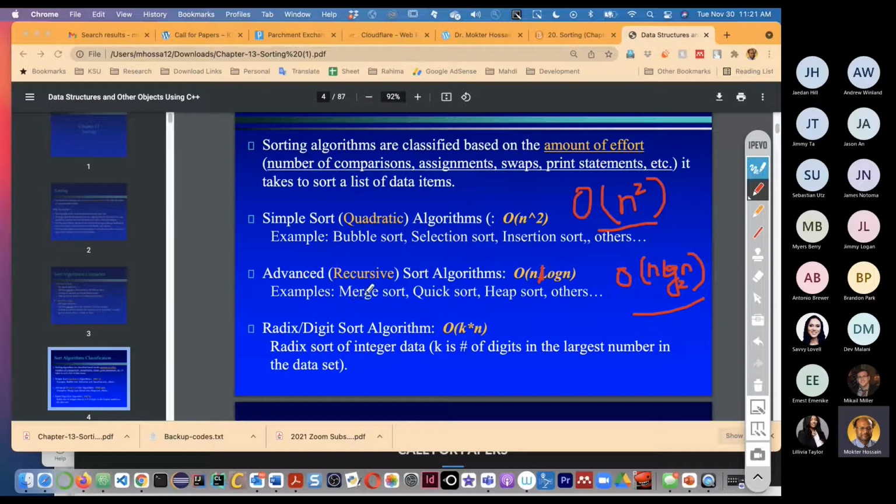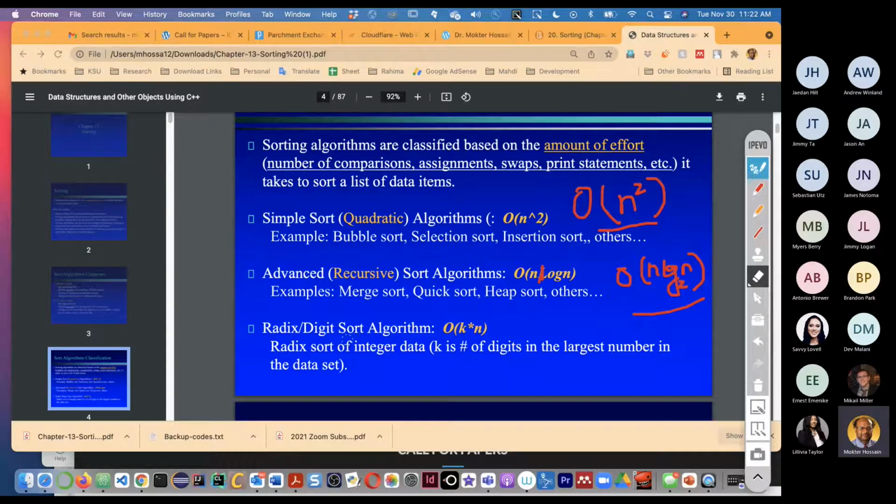Okay, but we know that there are some requirements for these algorithms, like the merge sort algorithm. This type of sorting algorithm is a little bit more complicated than selection sort, insertion sort, or bubble sort algorithms.